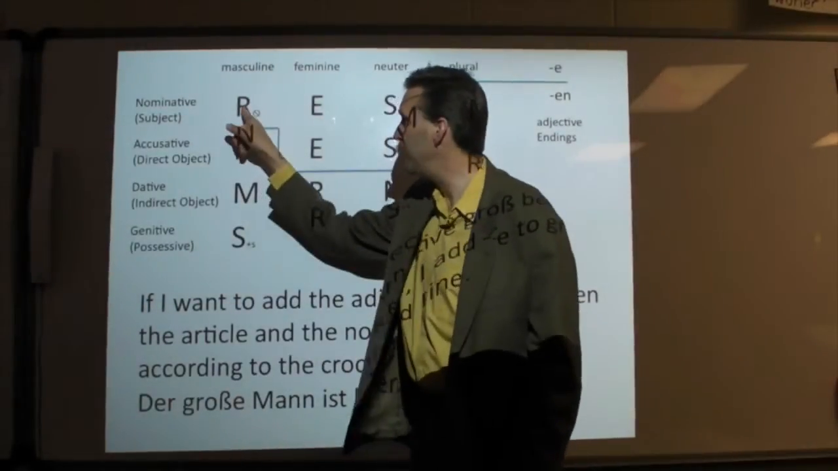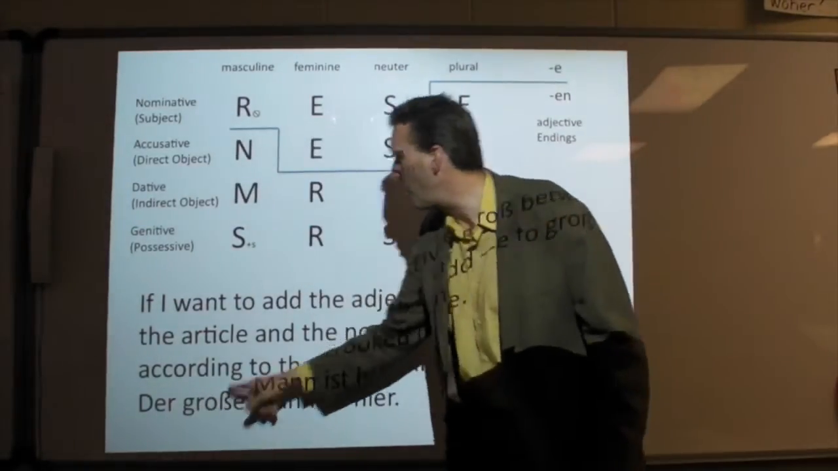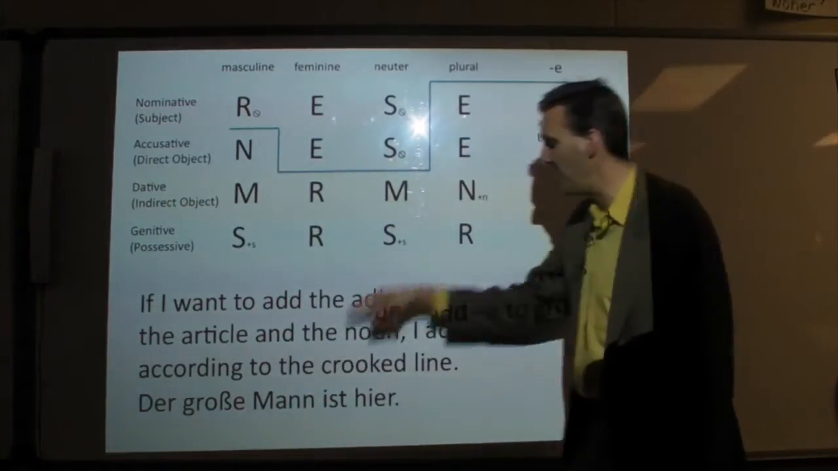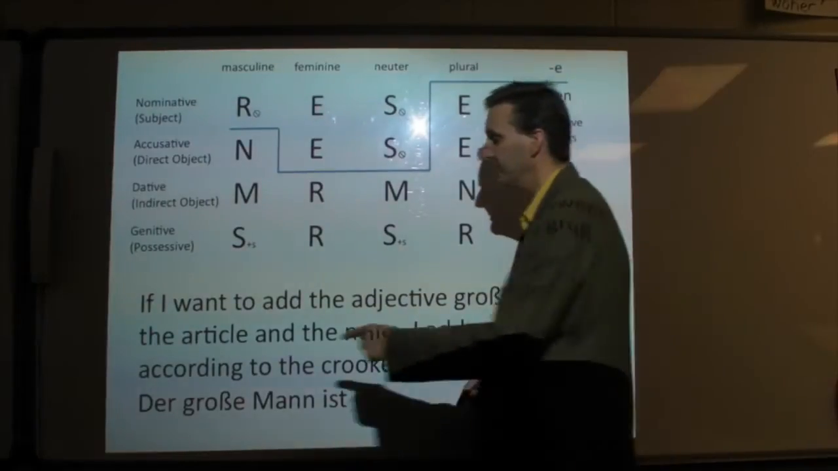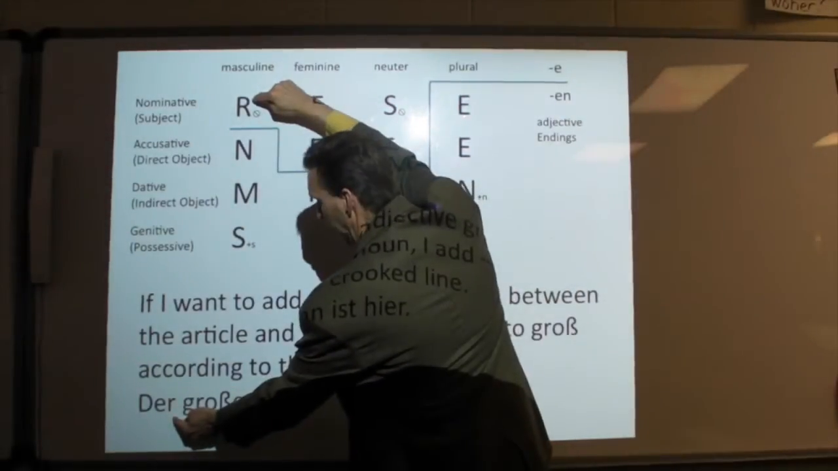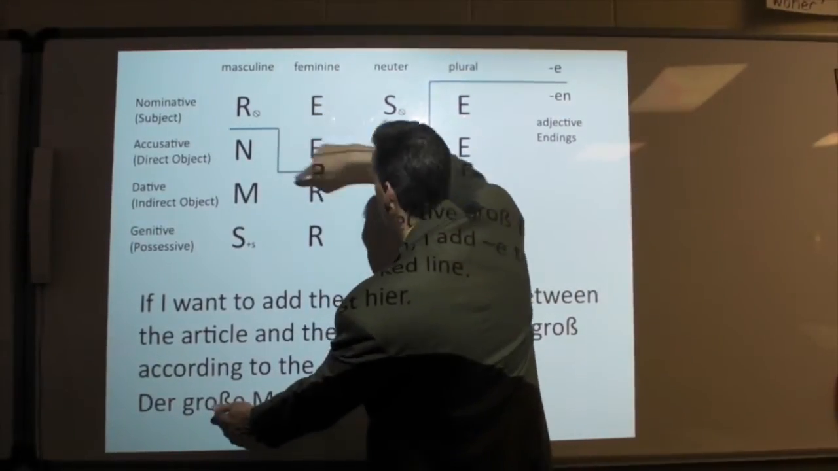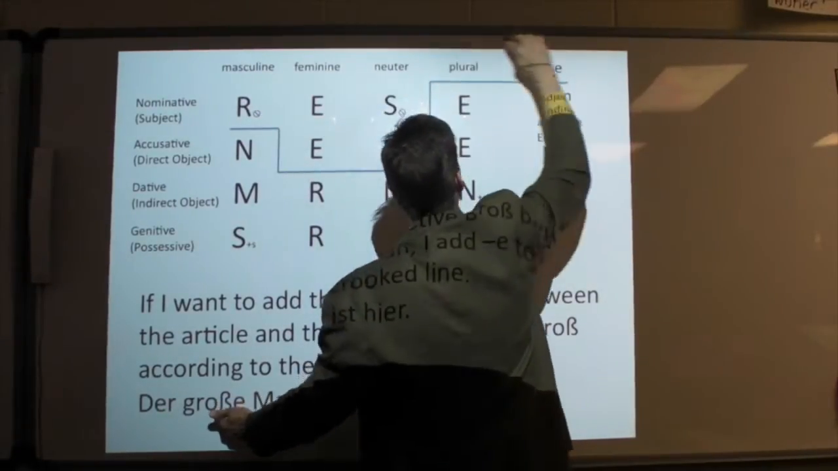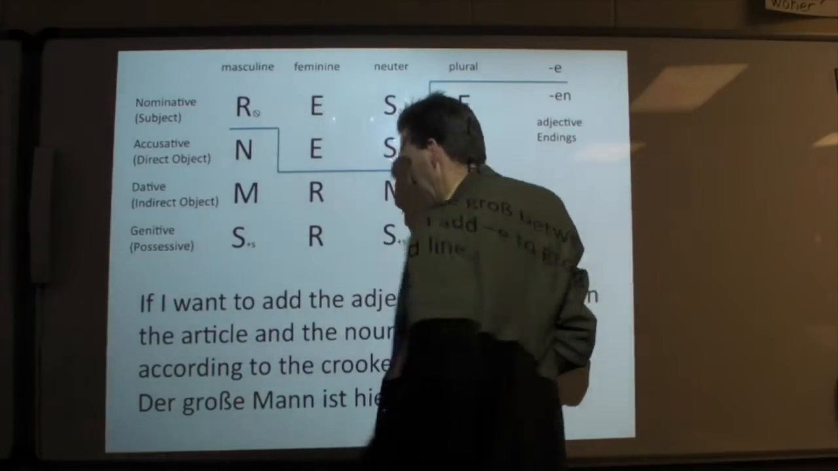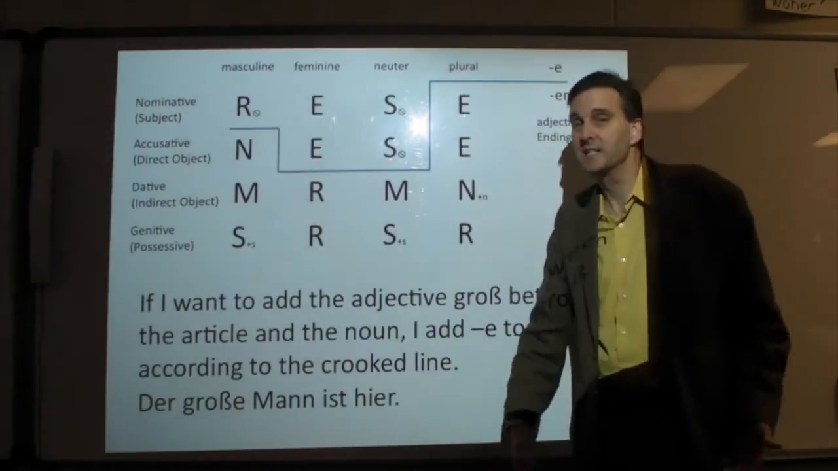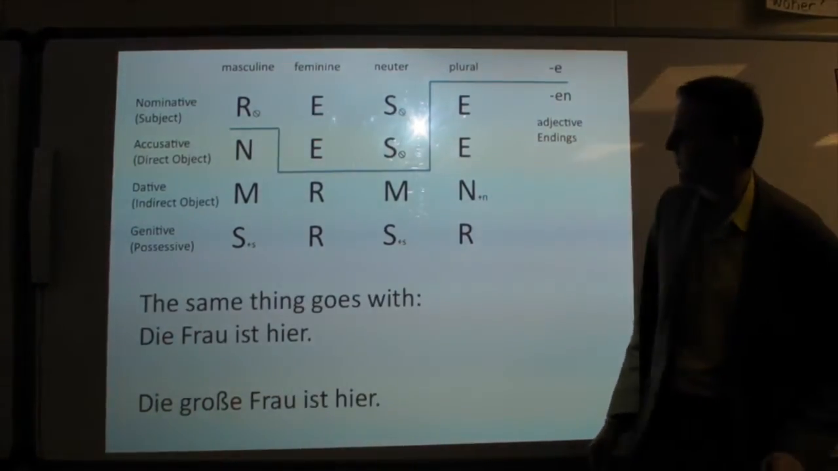So we have der, there's my R, große Mann ist hier. Just making sure you got that. This R is this R, and the adjective is dealt with the line. So since that's above the line, I go over here, and we have große. That's how I got that. Once you get that, it's pretty easy to do this with all the other forms here.